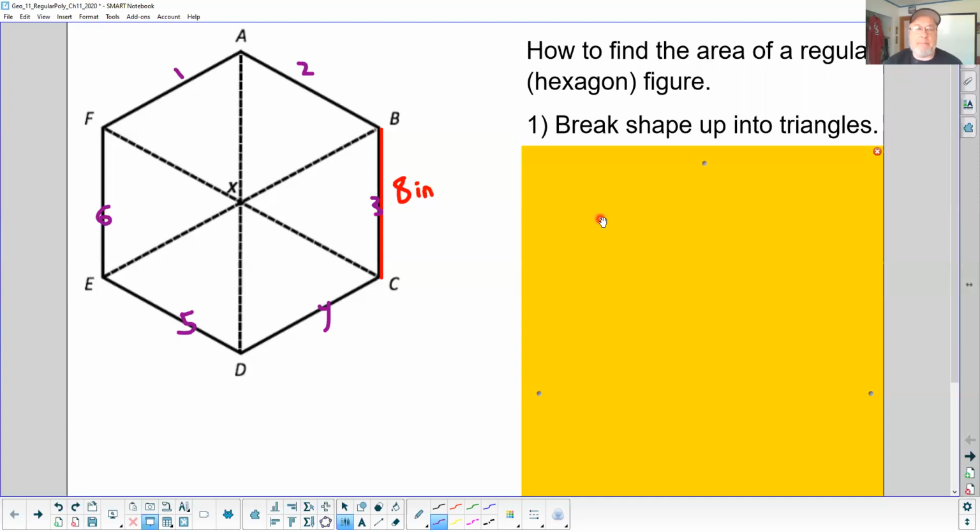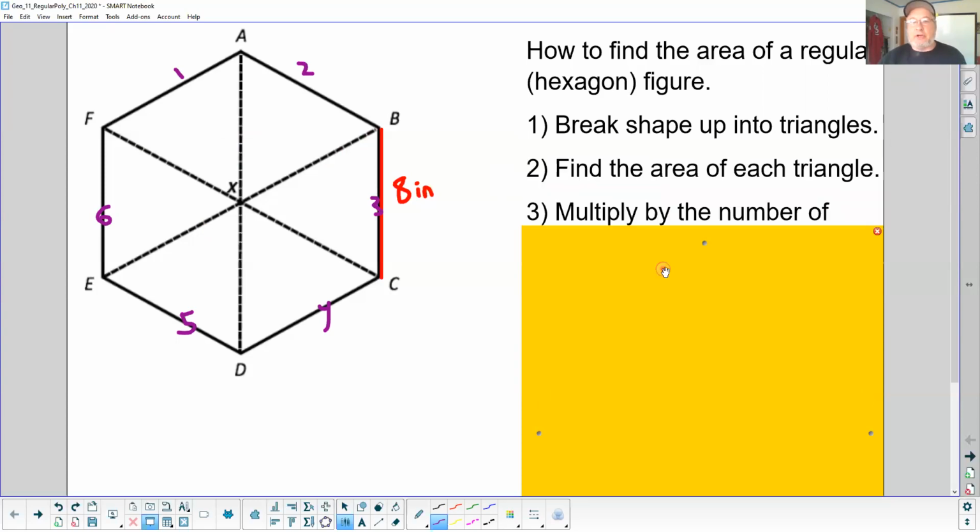Break the shape up into triangles. Since this shape, a hexagon, has 6 sides, it has 6 triangles. And you're going to see in a little bit that I'm actually going to break it up into 12 instead of 6, but it doesn't matter. You can use 6 or you can use 12. But I like 12 better because it's a little bit easier to manage in my mind.